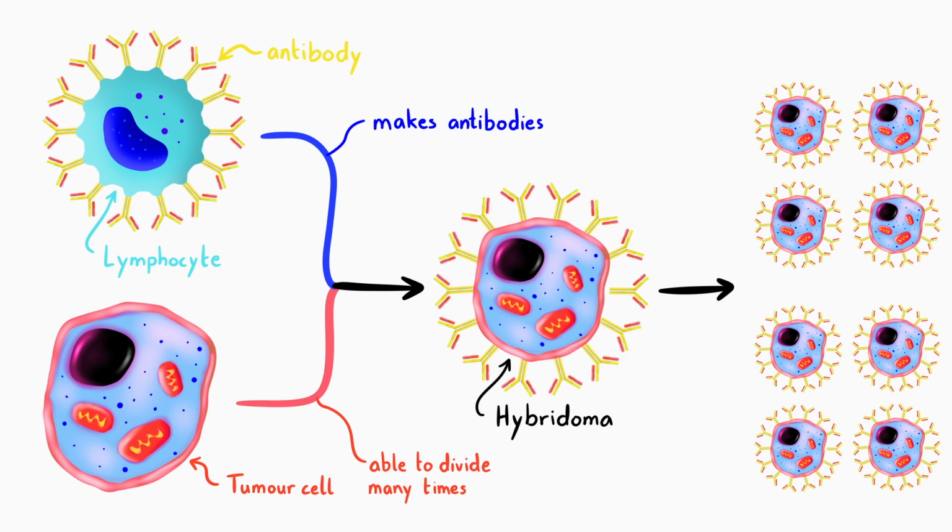After creating these hybridoma cells, scientists isolate individual cells and allow them to multiply, creating clones. Each clone produces identical antibodies, all targeting the same antigen. The resulting population of identical cells all produce the same antibody. Scientists can collect these antibodies and purify them for various applications.